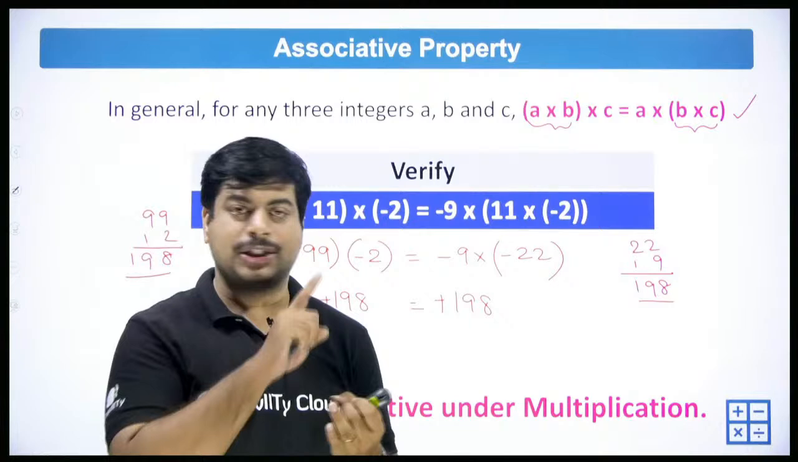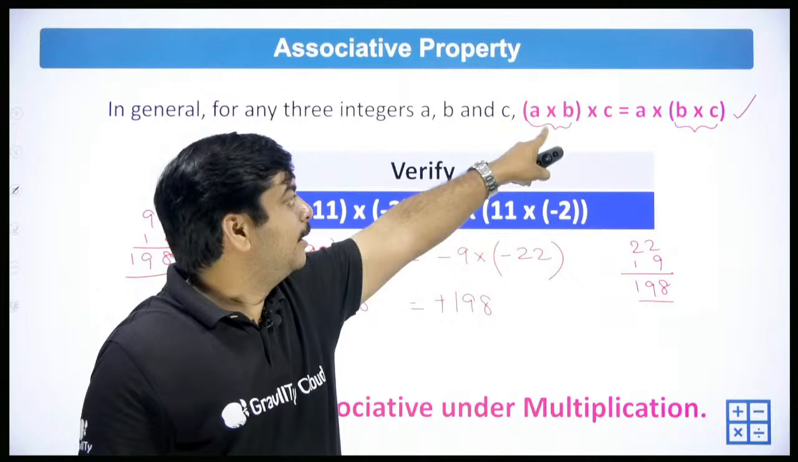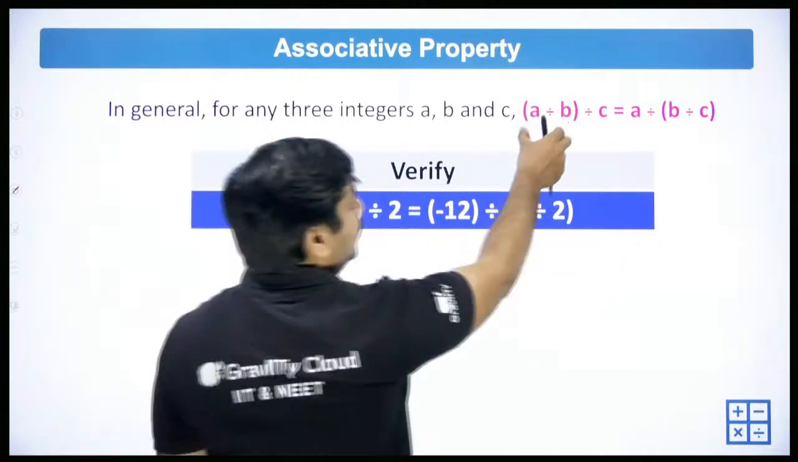Same way, (a ÷ b) ÷ c and a ÷ (b ÷ c). Let us look into that. For a divided by b, first we find the quotient and then divide with c. For the other, first find b divided by c, and then a divided by that value. We need to find whether these two are equal or not.